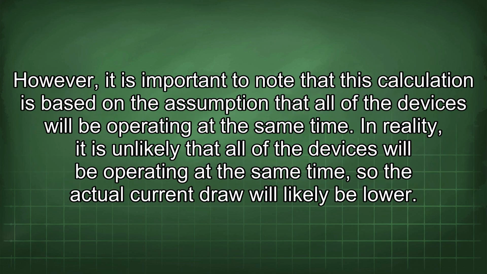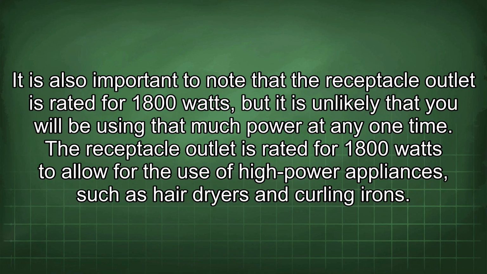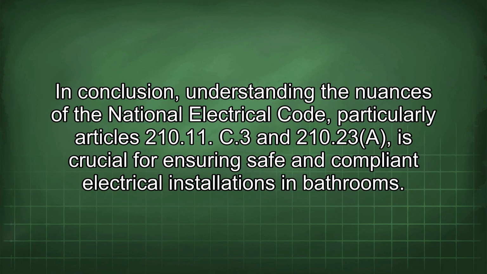Since the current draw is less than 80% of the circuit breaker's rating, the circuit is considered to be safe. However, it is important to note that this calculation is based on the assumption that all of the devices will be operating at the same time. In reality, it is unlikely that all of the devices will be operating at the same time, so the actual current draw will likely be lower. It is also important to note that the receptacle outlet is rated for 1800 watts, but it is unlikely that you will be using that much power at any one time. The receptacle outlet is rated for 1800 watts to allow for the use of high-power appliances, such as hair dryers and curling irons.